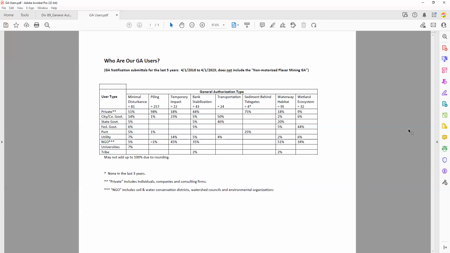Our waterway habitat and wetland ecosystem GAs are quite popular among our non-governmental organizations. So watershed councils use it a ton. Trout Unlimited is a big user of the waterway habitat GA. Soil and water conservation districts are big users of that GA. Federal government, U.S. Fish and Wildlife Service, U.S. Forest Service, and the like are also big users of it. So again, just kind of an FYI, so you can see who our customers are for each type of general authorization. Any questions on that before I move ahead?